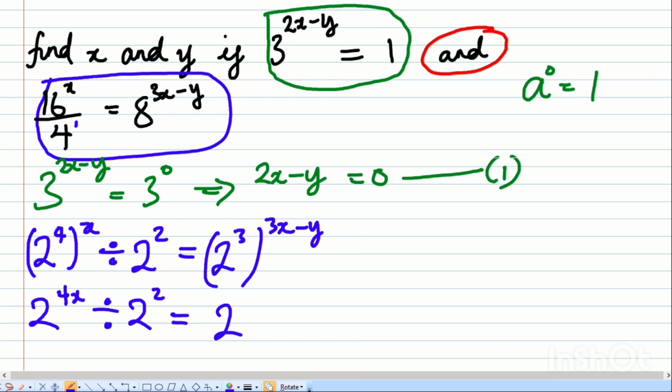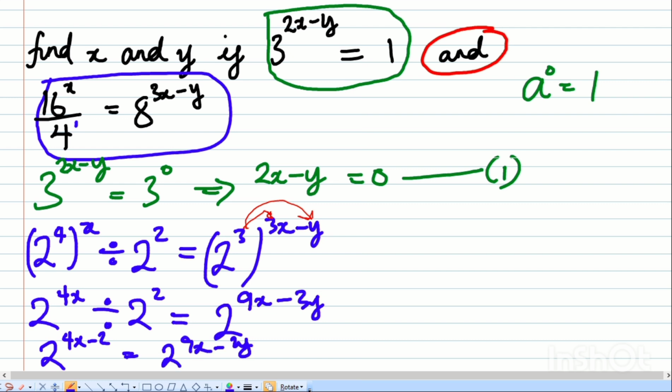On the right, let's multiply 3 and 3x minus y. Remember to distribute this evenly. So we're going to do 3 times 3x and also 3 times negative y. 3 times 3x is 9x, and 3 times negative y is negative 3y. Finally, we have 2 raised to the power 4x minus 2. I'm using the division law now. Remember, when you're dividing, you just subtract the powers.